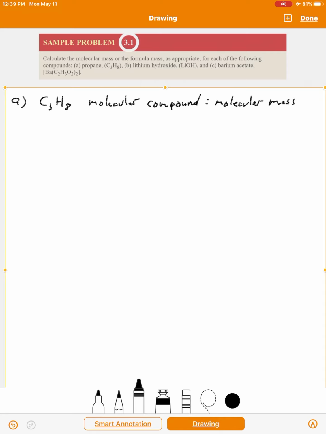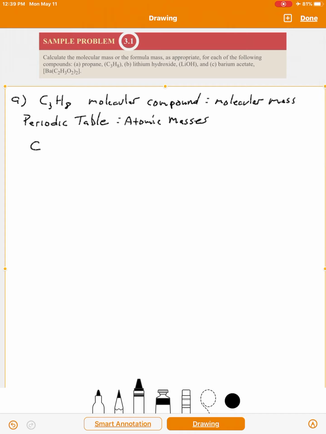Okay, so we look up from the periodic table. Remember, you're going to get these numbers from the periodic table. So practice doing that. Practice pulling up your periodic table and finding these atomic masses. These are what we're going to use to do the calculations. Carbon is 12.01 and hydrogen is 1.01. Okay?